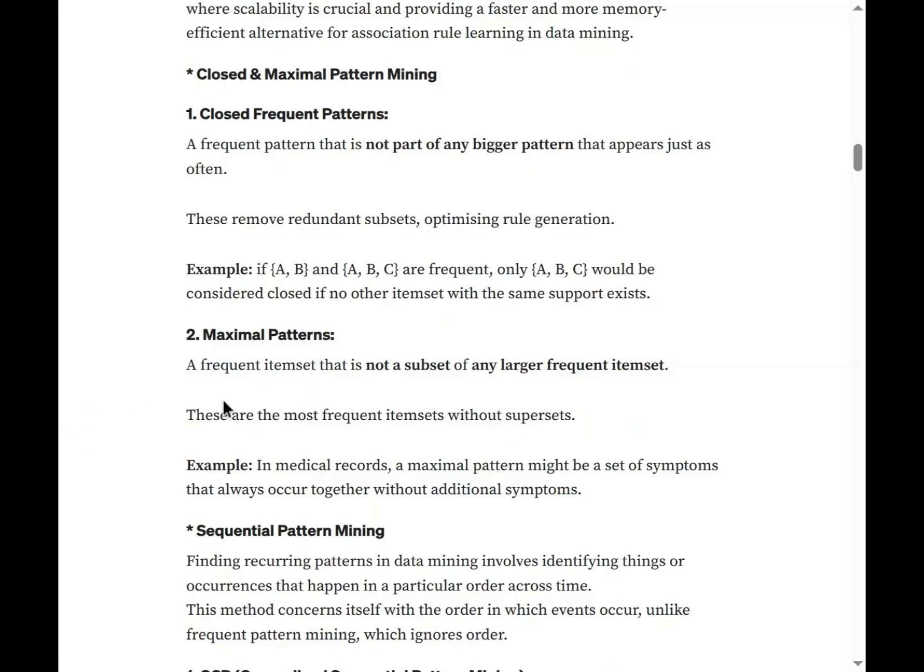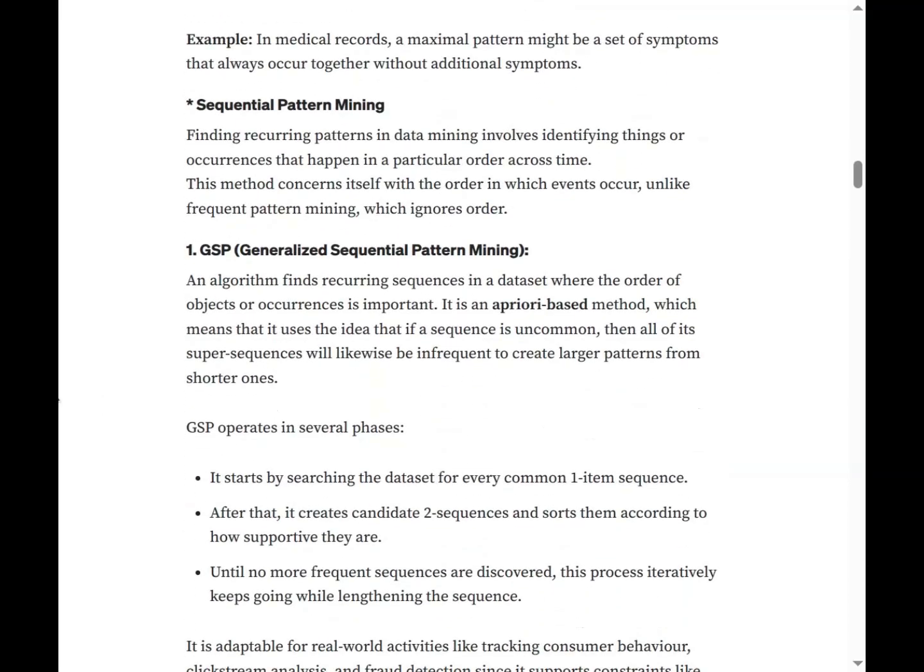And let us see what sequential pattern mining is then. Sequential pattern mining is a pattern mining technique. This captures the order and finds the recurrent patterns. So this method is concerned with order. For example, how a user moves through an app or a purchase journey. So this can be a sequential pattern mining technique. In that we have two pattern mining techniques.